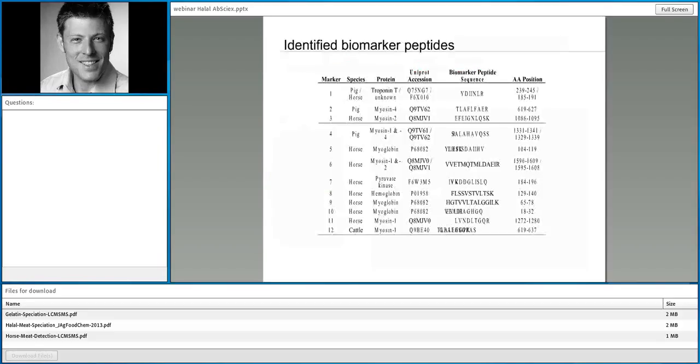And this is the overview of the identified biomarker peptides. And please excuse that some of the sequences are somehow crashed. So if you download the paper, you will see the complete sequences. This is just for an overview that we finally identified 12 biomarker peptides for our initial study.